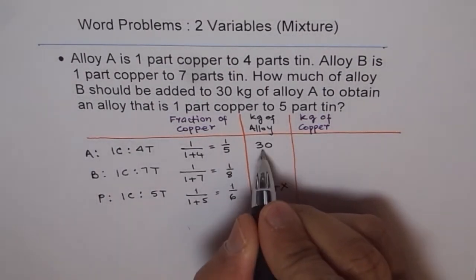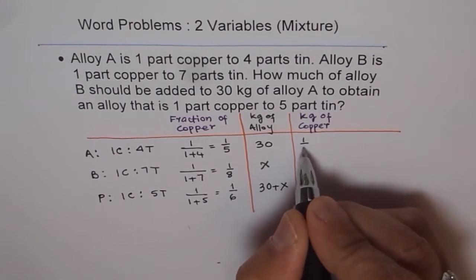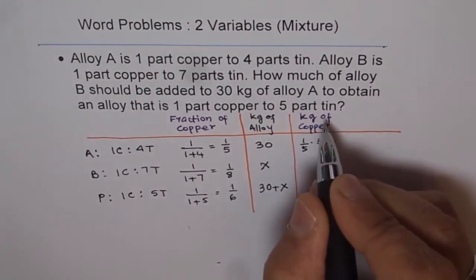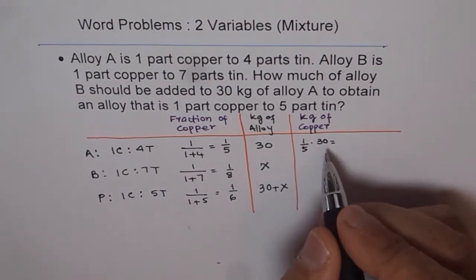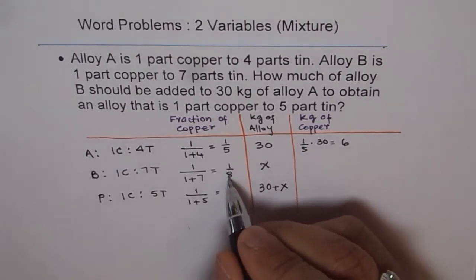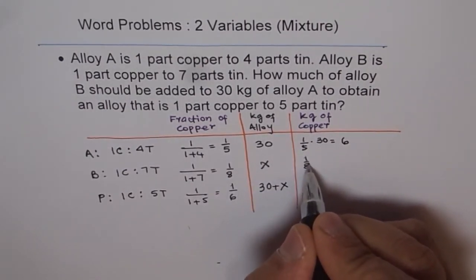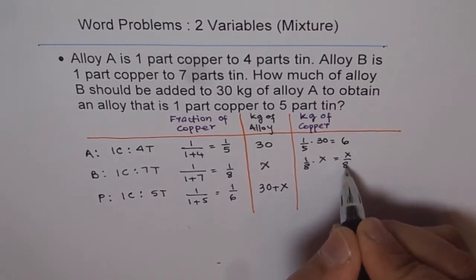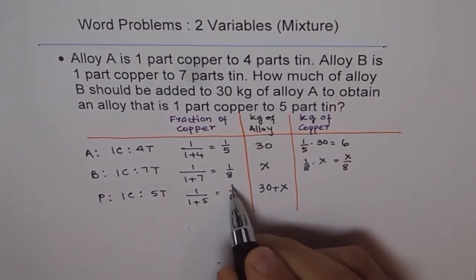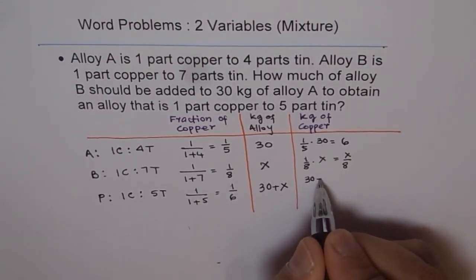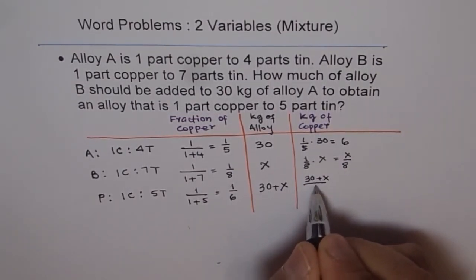That means 1/5 of 30. That means 1 over 5 of 30. That means the kg of copper here will be 6. Right? In this case, it is 1/8. 1/8 of x. So that is x over 8. Right? In this case, 1/6 of 30 plus 6. So it is 30 plus x over 6.